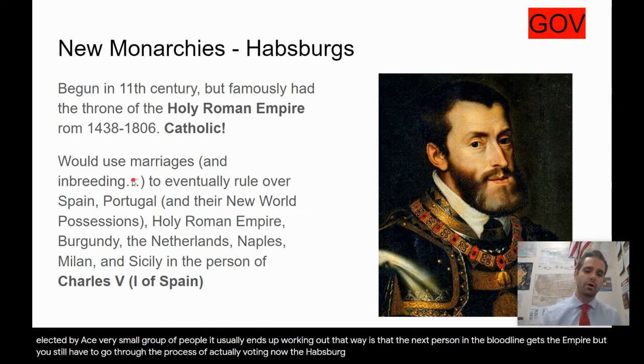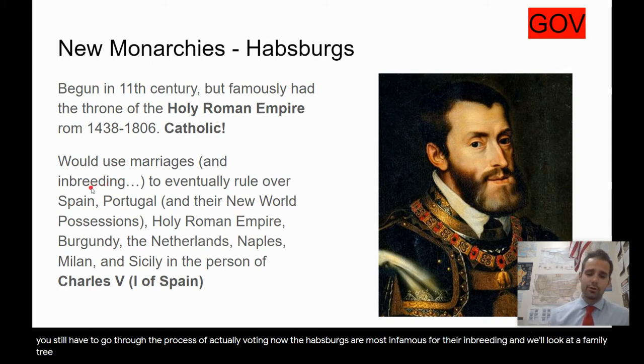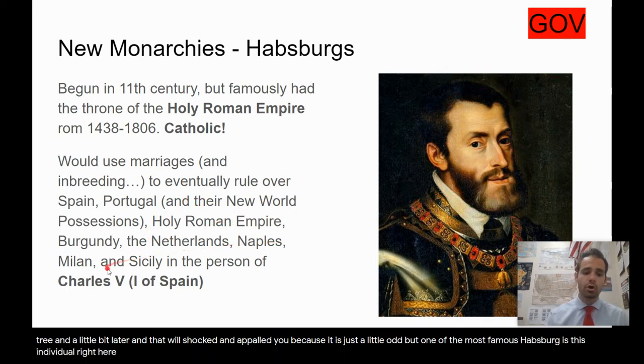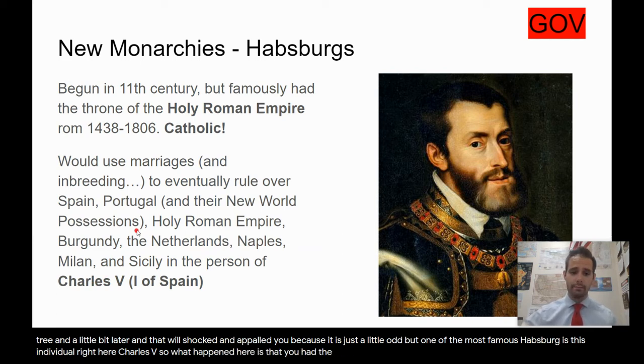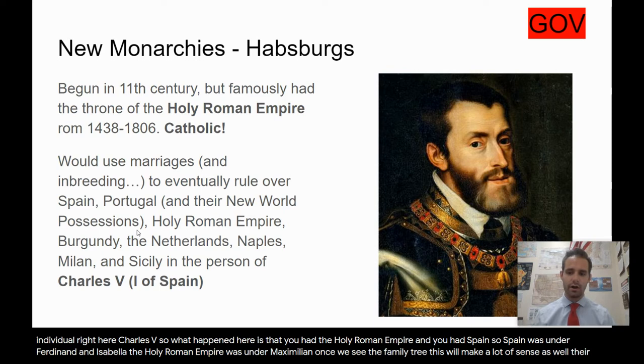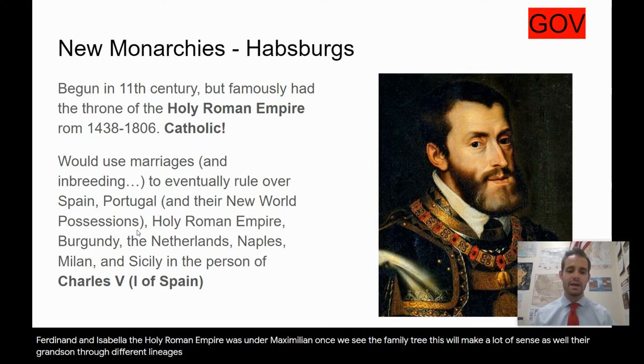Now, the Habsburgs are most infamous for their inbreeding, and we'll look at a family tree a little bit later, and that will shock and appall you because it is just a little odd. But one of the most famous Habsburgs is this individual right here, Charles V. So what happened here is that you had the Holy Roman Empire and you had Spain. Spain was under Ferdinand and Isabella. The Holy Roman Empire was under Maximilian. Once we see the family tree, this will make a lot of sense as well. Their grandson, through different lineages, is Charles V.